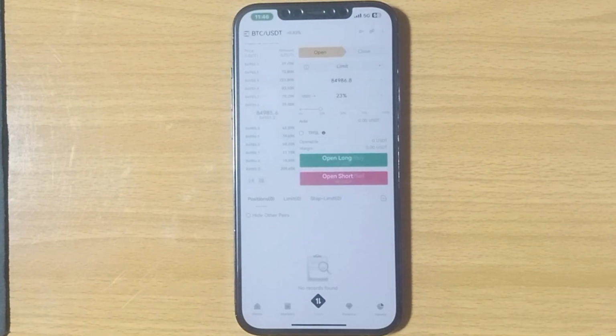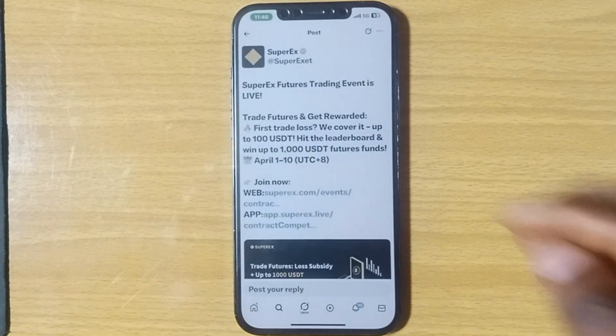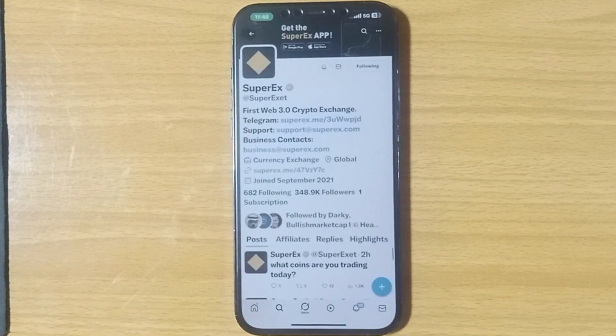So guys, this is the simple process on how to use this particular strategy and earn from SuperEx.